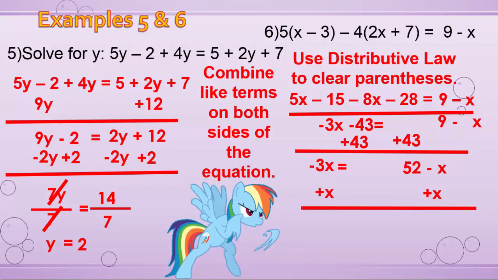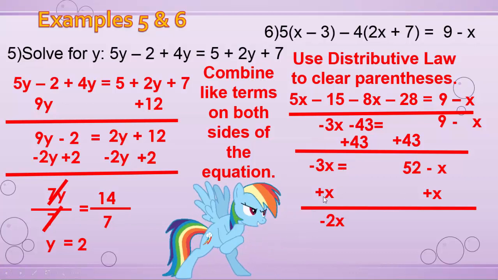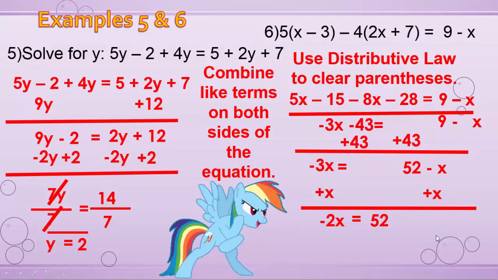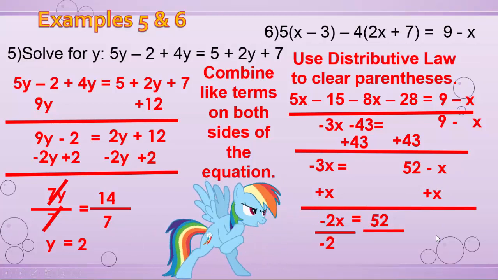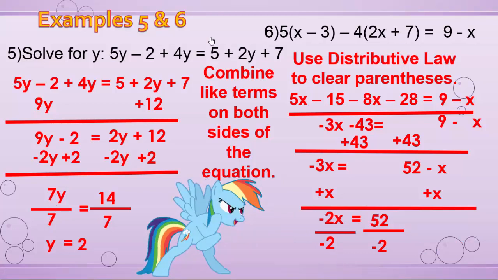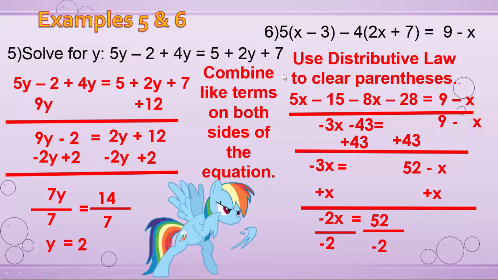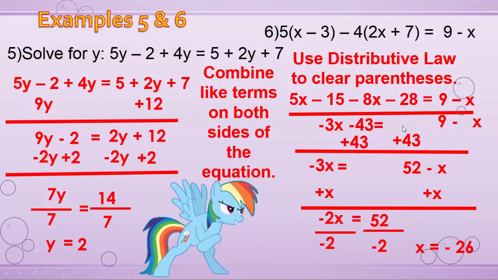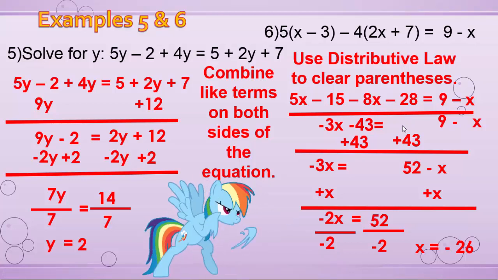So in this case, negative 3x plus x will give me negative 2x, and that will be equal to 52 since negative x and positive x is 0. In order to isolate the x, I have to divide both sides by negative 2 because there's a negative 2 in front of the x. And this will isolate the x. When we divide 52 by negative 2, we end up getting x is equal to negative 26. And that is our final answer.